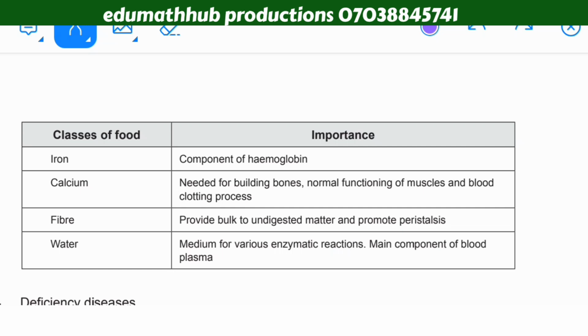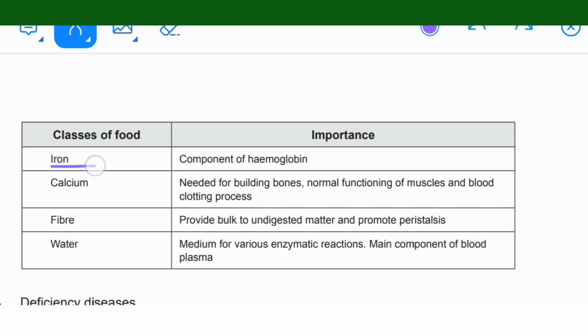Next one is iron. So iron is a component of hemoglobin. So hemoglobin is what the oxygen-rich blood will bind to so that it gets transported to other parts of the body. Okay, it helps to transfer or transmit oxygenated blood from one part of the body to the other. So we talk about calcium.